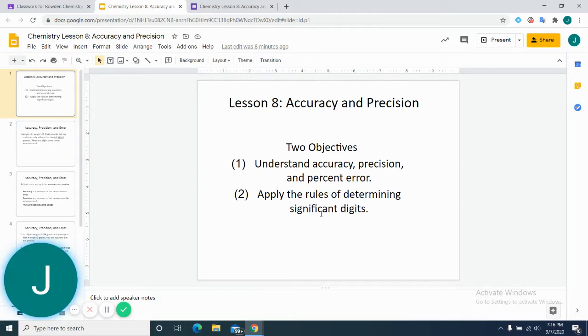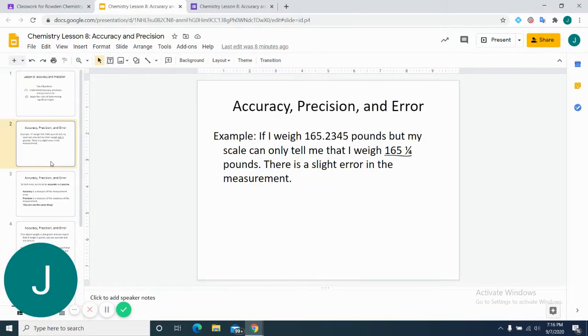We're going to work on percent error. We're going to do the significant digits part. That will be tomorrow. So accuracy and precision and error. What confuses a lot of people is this idea that the word accurate and the word precise, or accuracy and precision, are talking about two different things. So it's possible to have accuracy and precision at the same time. It's possible to be accurate and not precise. It's possible to be precise and not accurate.